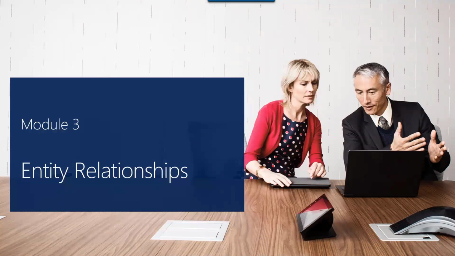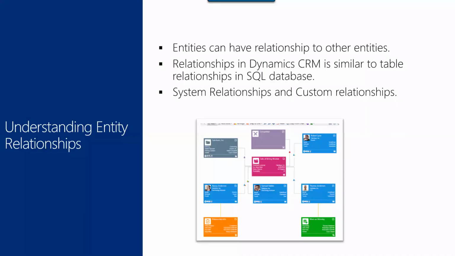So by default, when you start using the CRM system in the base version, you have a lot of relationships existing between the entities. Every entity has a set of relationships with other entities. There are multiple types of relationship we have. Now we need to understand how these relationships are created, how we can customize them, and how we can create more relationships between the entities so that we can make use of them.